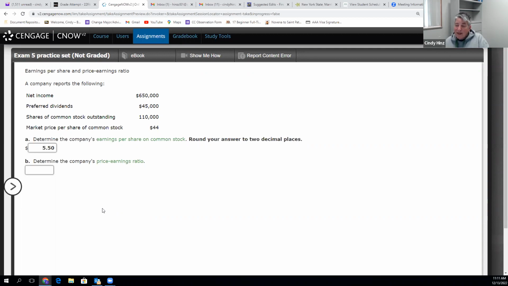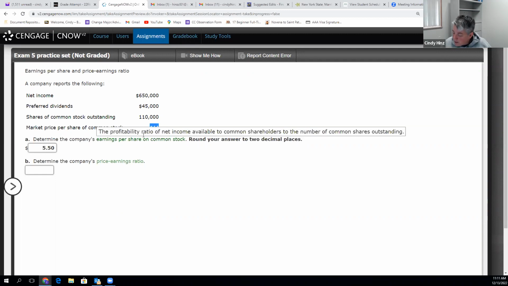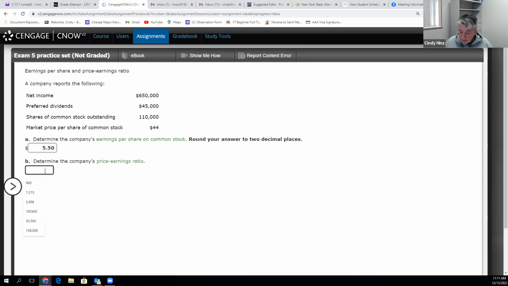So that's where the second calculation comes in, the price to earnings or PE ratio, where we take the market price of, in this case, $44, and we divide by the earnings per share that we just calculated in part A. So $44 divided by 5.5 gives us a PE ratio of 8.